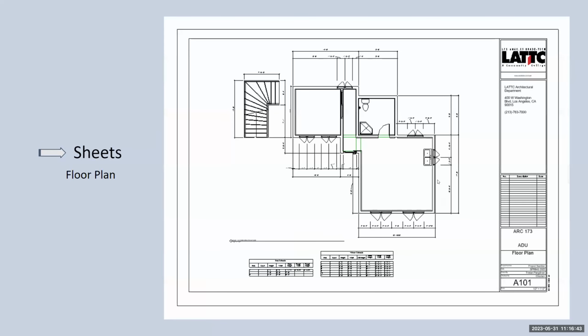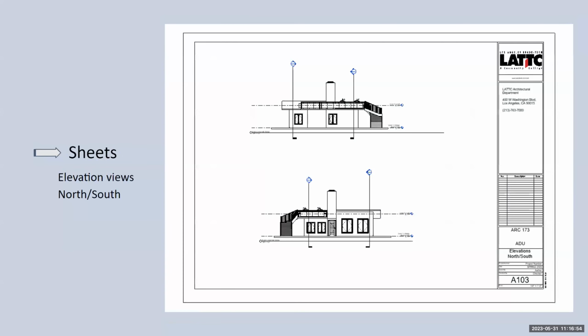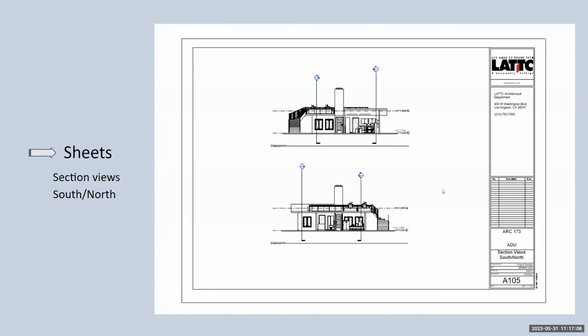Okay, moving on to sheets. This is my floor plan sheet. This is my roof plan. And then elevation views, I had my north and south views, and then east and west. And I had included a section view as well of the south and north.